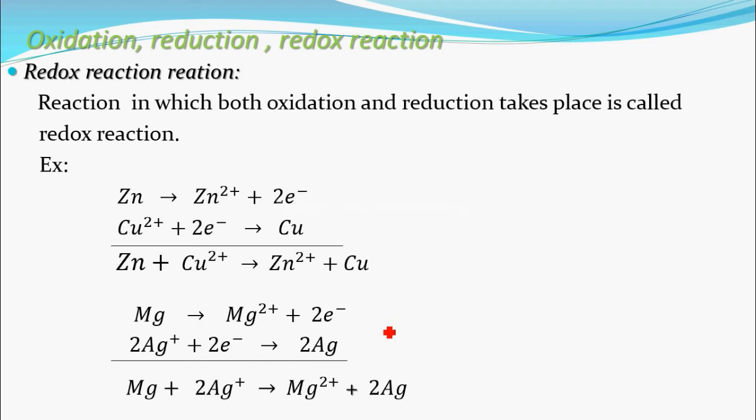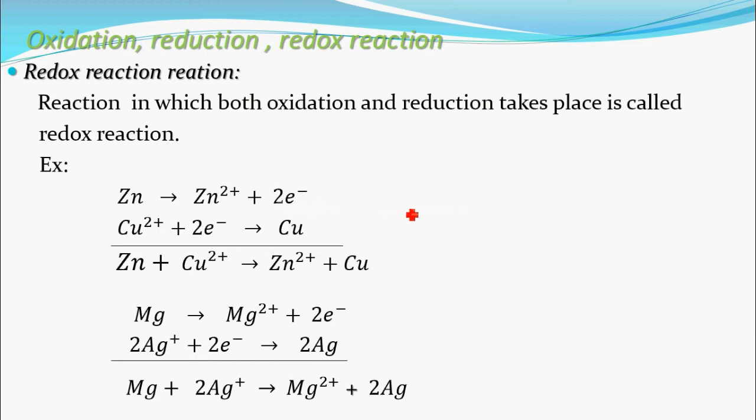Now I think you understand more clearly what oxidation, reduction and redox reactions are. Oxidation is liberating electrons. Reduction is consuming electrons. A redox reaction means both reduction and oxidation reactions. This is oxidation and reduction, and combining these two reactions is called a redox reaction.